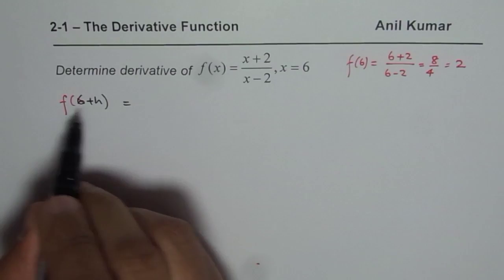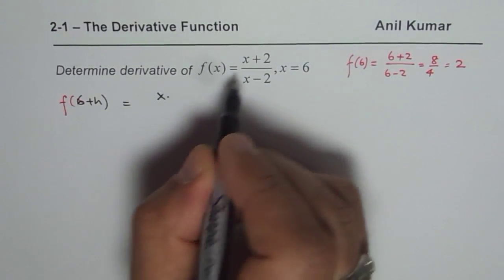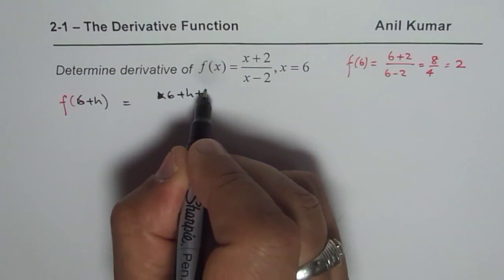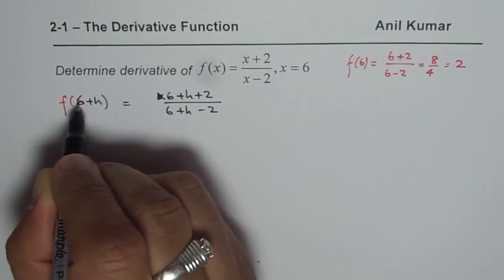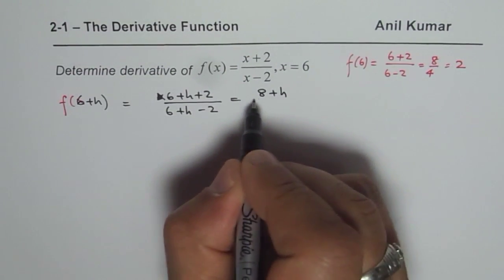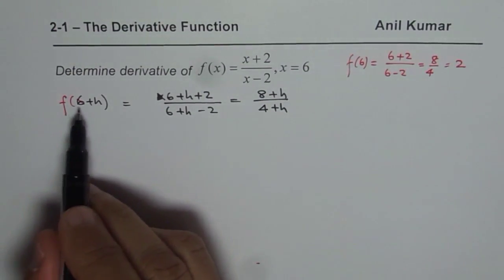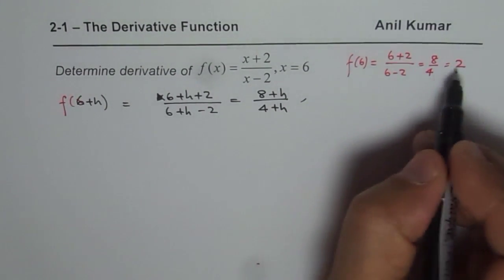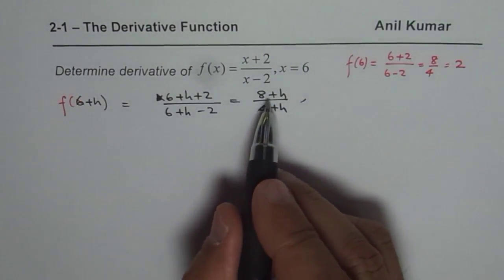So let's do it separately. X is replaced by 6 plus h, so that means 6 plus h plus 2 divided by 6 plus h minus 2. That is f of 6 plus h. When you simplify this, you get 8 plus h over 4 plus h. You get the point, correct? And you also found that f of 6 is 2. Now we will apply the difference quotient formula and we'll use these values.